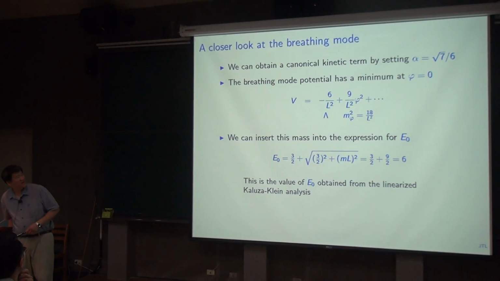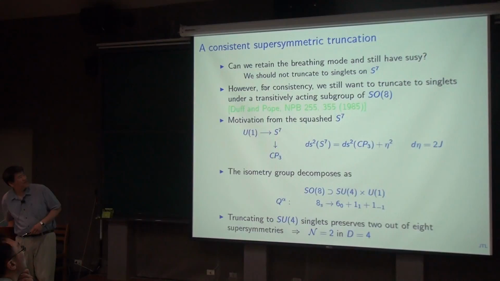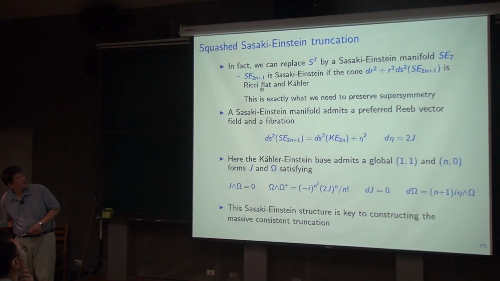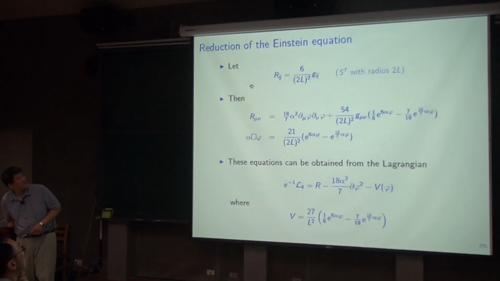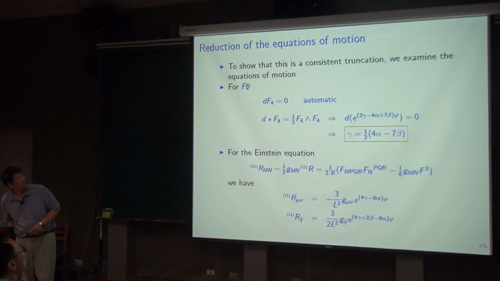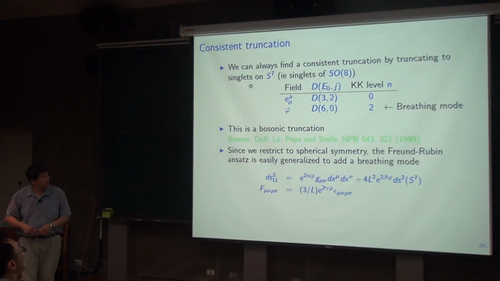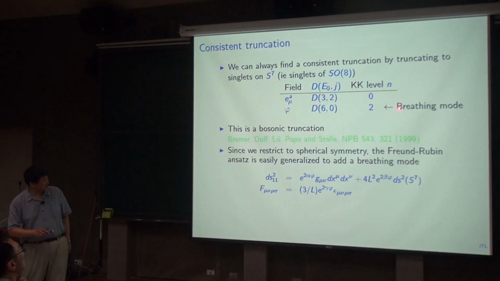E0 equals 6 is the same number. Well, I didn't copy it down before, I didn't copy it down again, but if I flip backwards enough over here, E0 equals 6 is what I have over here. So in fact, this linearized analysis, calling this the breathing mode, is completely consistent with this phi here being the breathing mode.